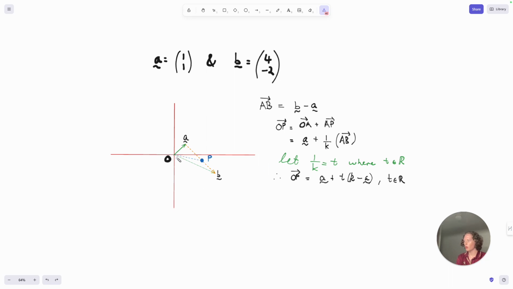Okay, but OP, if we want to go O to P, how we could do that is by indirectly going O to A and then A to P. See that? So I'm going to define it like that. We know that O to A is obviously vector A. And A to P here is the same directional vector as A to B, but it's some scalar multiple.